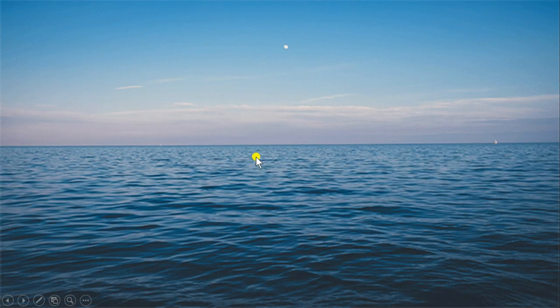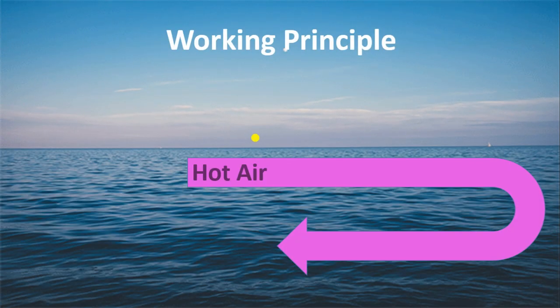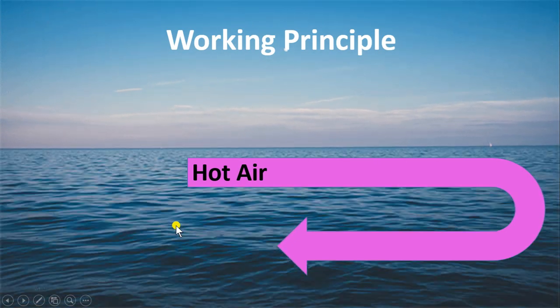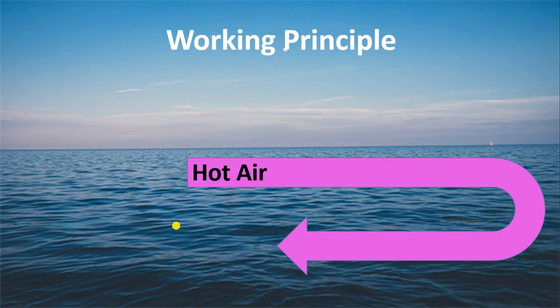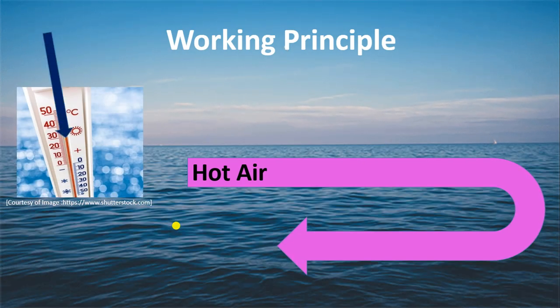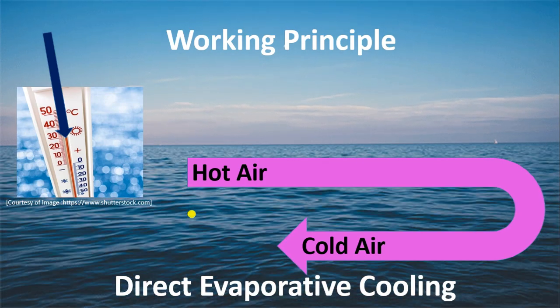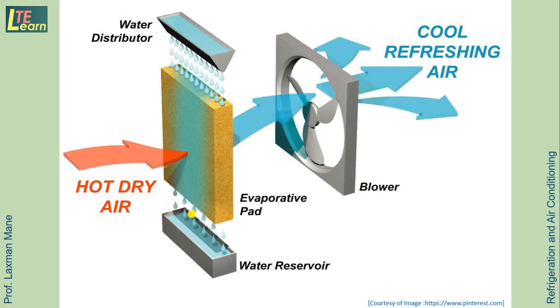Let us understand with this example in nature. When a stream of hot air is passing over the water surface, then because of heat exchange between water and air, water particles at the surface get evaporated and it reduces the temperature of air. In turn, air is cooled. This phenomenon is known as direct evaporative cooling, which is used in evaporative cooler. So, here hot dry air is used to pass through wetted evaporative pad to get cooled air.